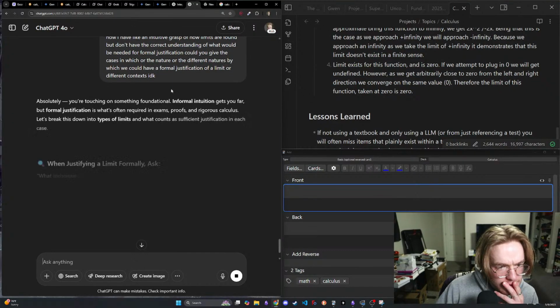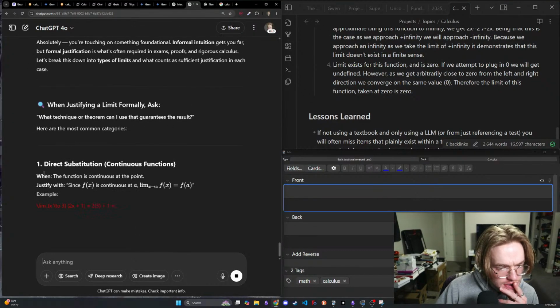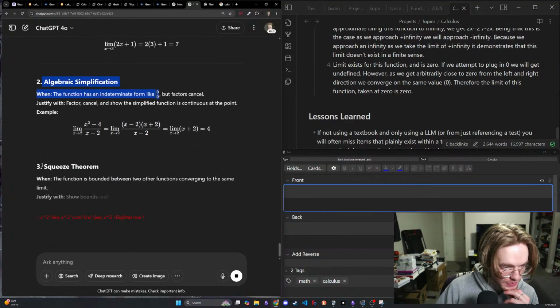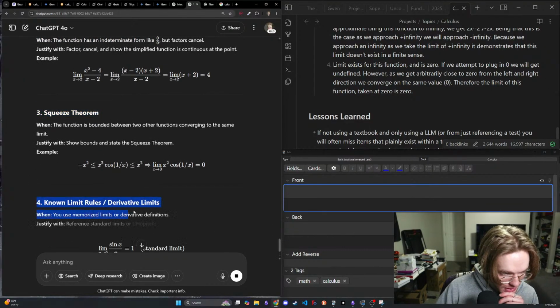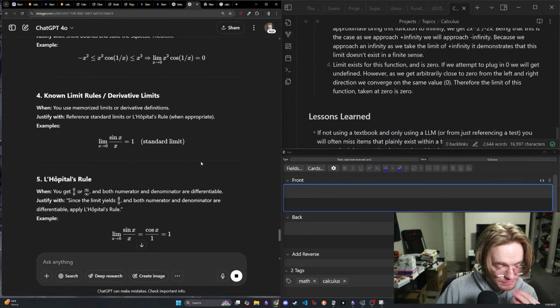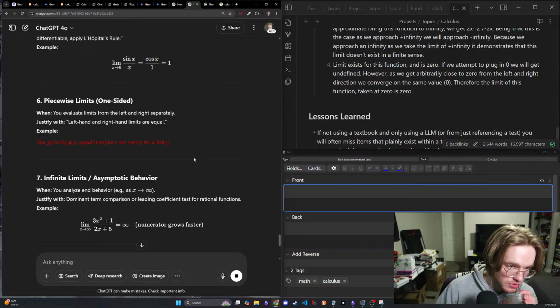Okay. So we have direct substitution, algebraic simplification, and the squeeze theorem. And we have the limit laws or derivative limits. Use L'Hopital's rule.